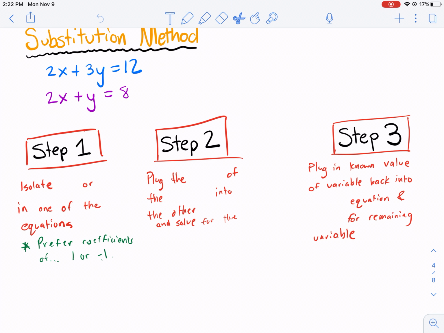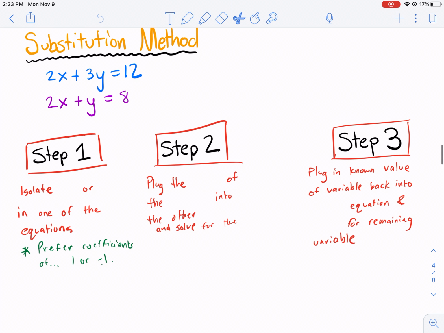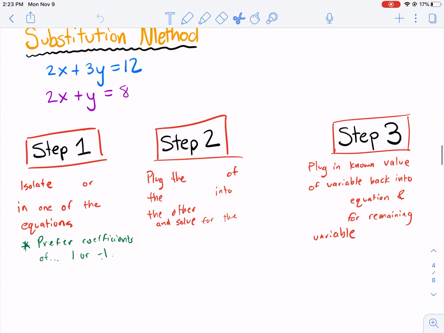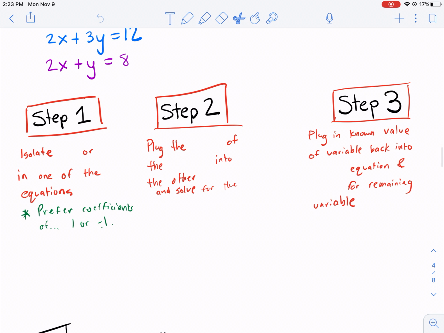Here we have 2x plus 3y equals 12, 2x plus y equals 8. We're asked to find the solution to this system, being two or more equations. The first step is isolating either x or y. So we want to isolate x or y, and it doesn't have to be x or y. It can be m, n, whatever the variables are. We want to isolate one of them in one of the equations.